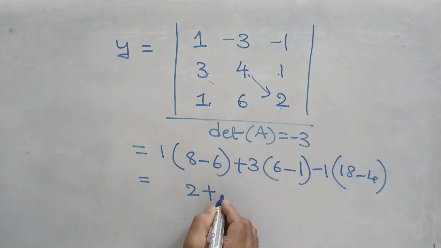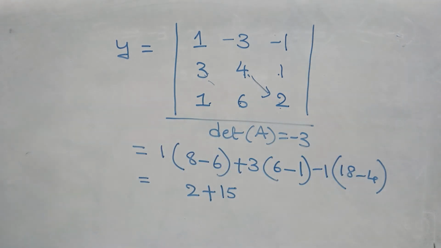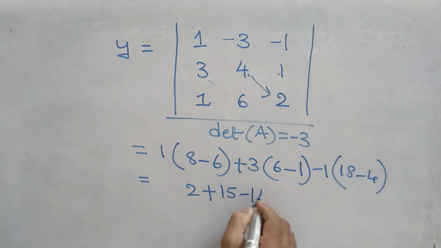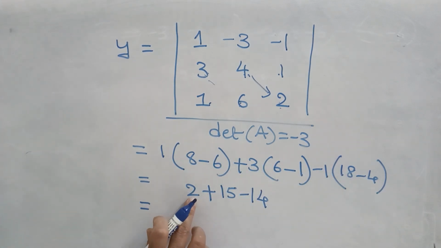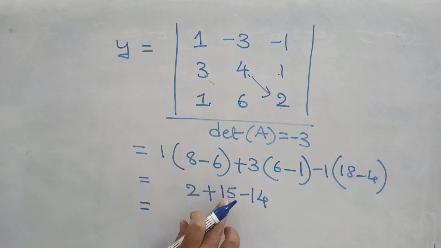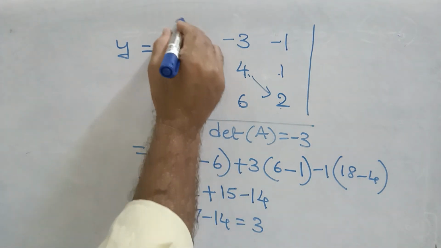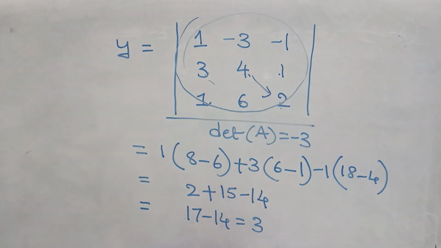5 into 3, 15. It is 18 minus 4, how much? It is 14. That is minus 14, because the minus symbol is there, therefore minus 14 definitely. Then how much? It is 2 plus 15, 17. 17 minus 14, how much? Again it is 3. What is this 3? This 3 is nothing but the modulus value, whatever I have obtained, therefore it is 3.